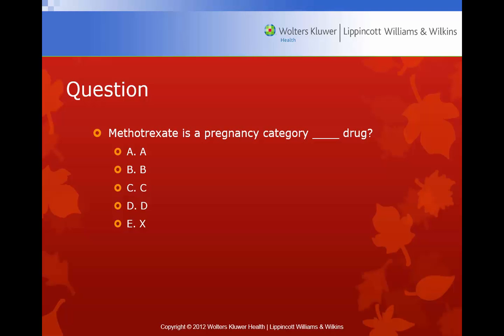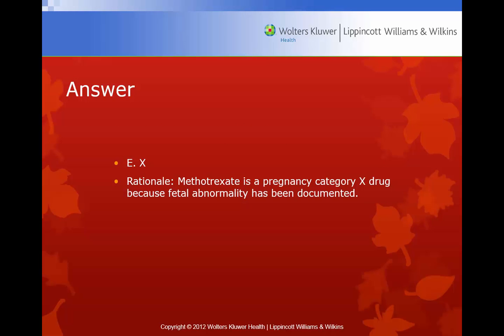Methotrexate is a pregnancy category X drug because fetal abnormality has been documented with methotrexate. Actually, methotrexate is given a lot of times, if they already know that a patient is miscarrying, to complete that miscarriage so that they don't have to go in and do surgery. And so it will usually cause the miscarriage process to complete.